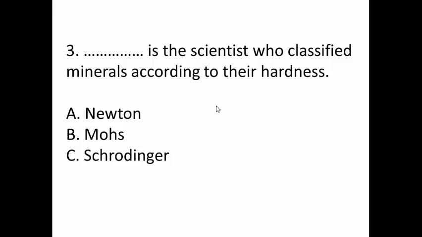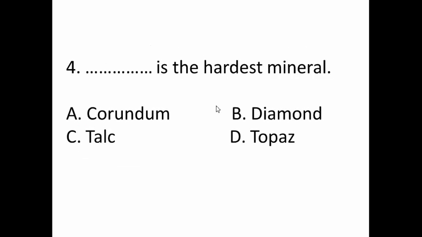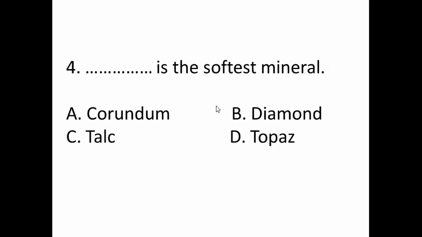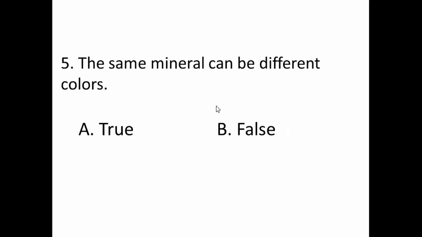Now, what is the name of the scientist who classified minerals according to their hardness? We know the classification according to hardness. We started with the hardest one until the softest one. What is the name of this scientist who made this classification? Yes, perfect, Mohs. Now, which one is the hardest mineral? Yes, diamond. Now, tell me which one is the softest mineral: corundum, diamond, talc, or topaz? Yes, talc.